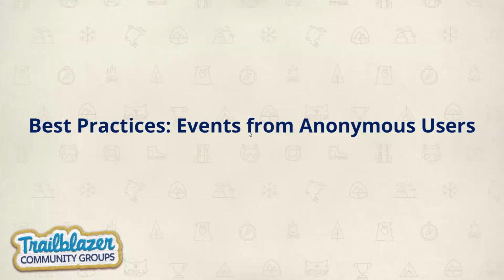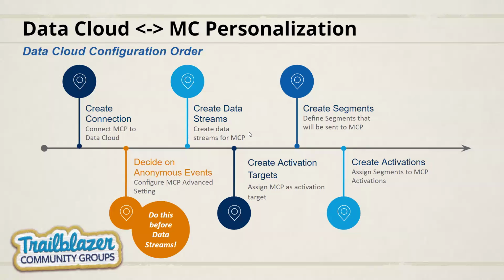All right, we're doing well on time. So best practices, let's talk about events from an anonymous data perspective. Before I go into this little diagram, just so everybody knows, Data Cloud can accept data from anonymous visitors on a website, and it can accept that both from the personalization side or from the web and mobile apps connector itself. Now, you have to be very careful with your configuration on anonymous events, and here's why.